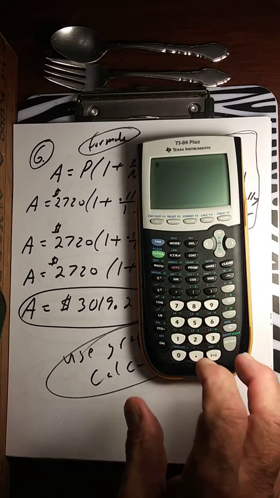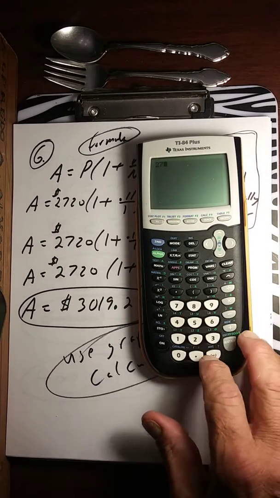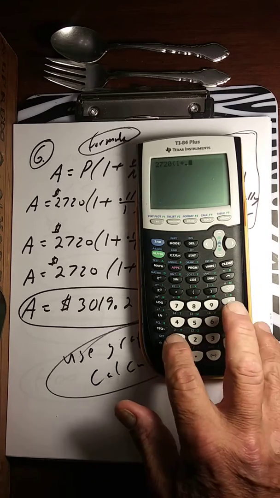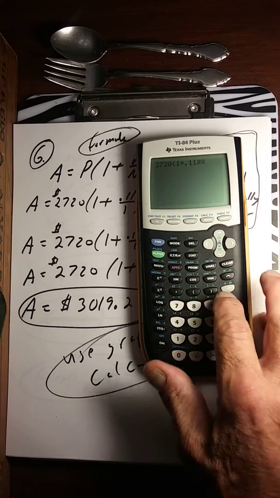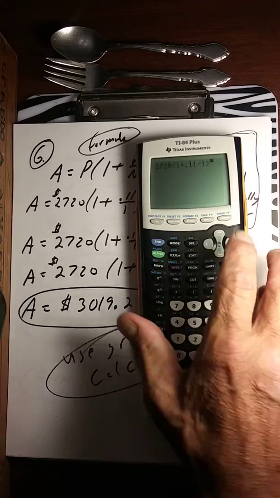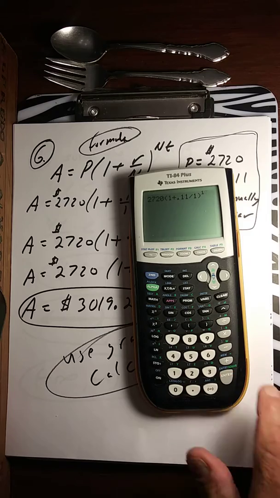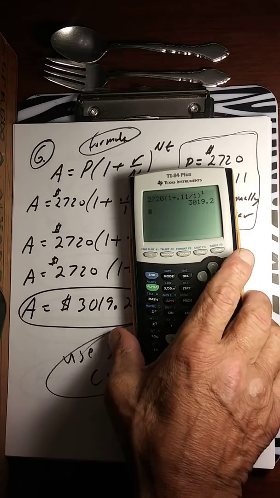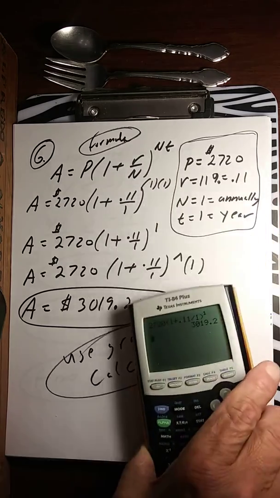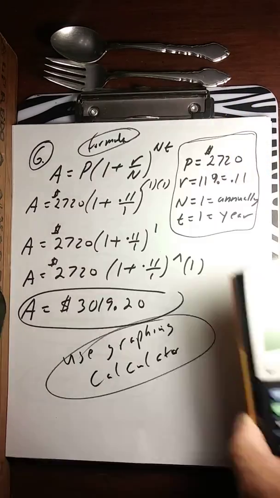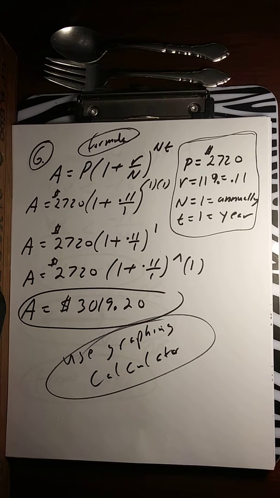All right, so we're going to have 2720 parentheses 1 plus 0.11 divided by 1 to the power of 1. And it's going to give you 3019.20. There it is. 3019.20. All right, next question.